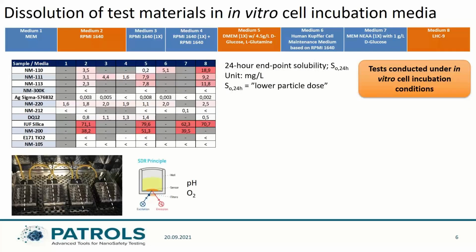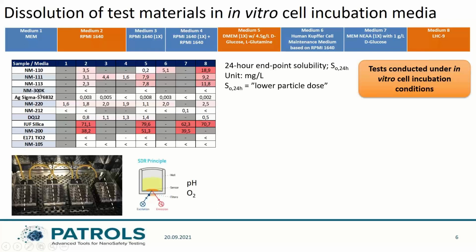So looking here at the results, we see that the amorphous silica materials are highly dissolved in the test media investigated here. We see that in all cases we have the highest amount of dissolved material for these amorphous silica materials, and then the second highest is the zinc oxides, where they are most dissolved in medium 8, which is the LHC medium, which is used for bronchial epithelial cells.